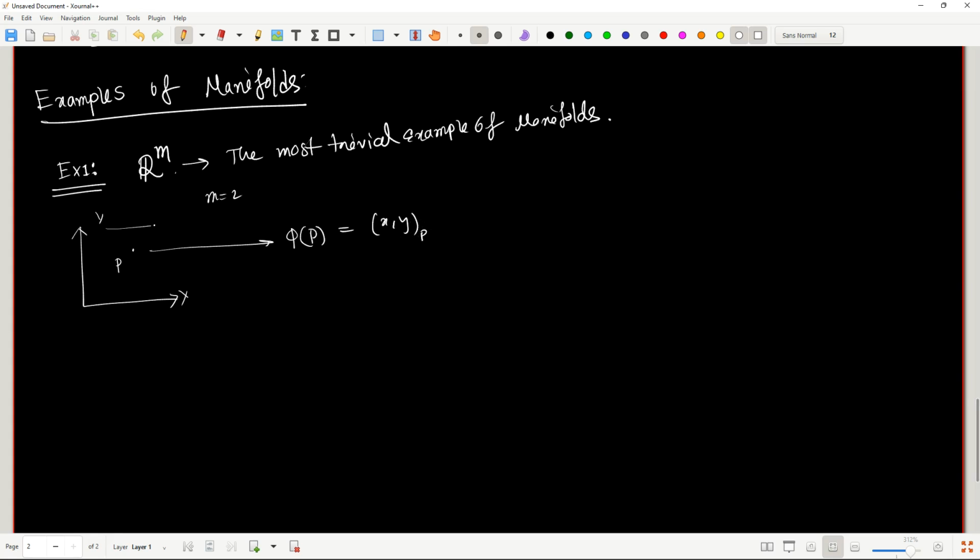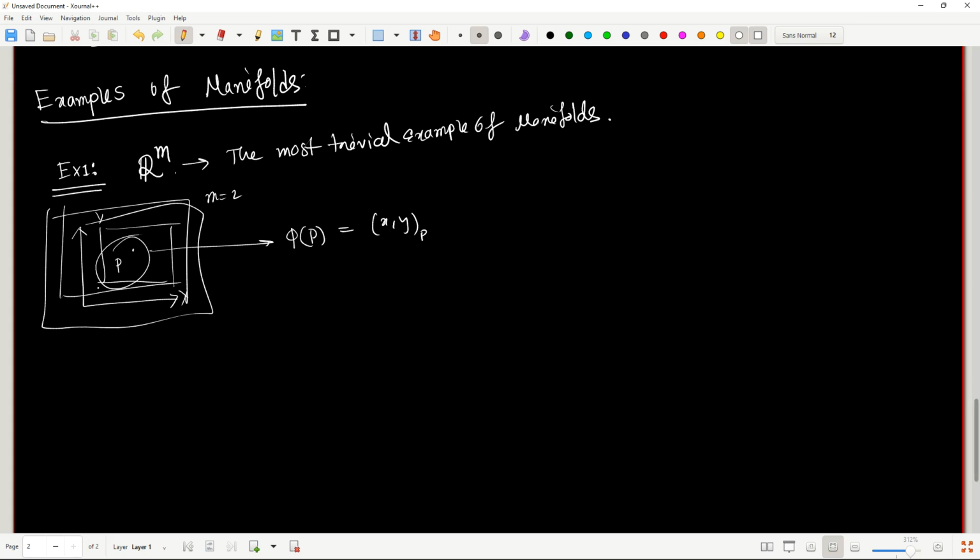And you can choose any chart at all. It can be very big, it can be small. If you take small ones, you have to use multiple, but you can even take a very big chart that will cover all the points. So this is more of a special case that you are seeing.